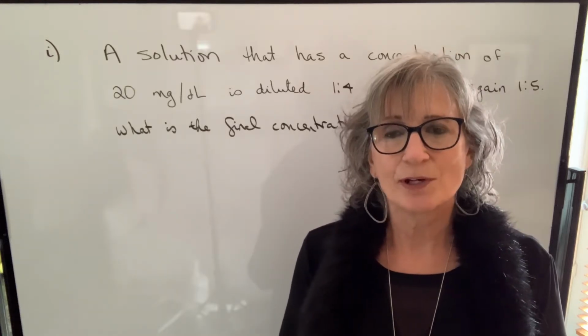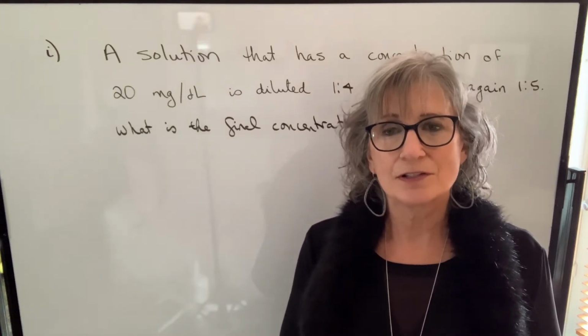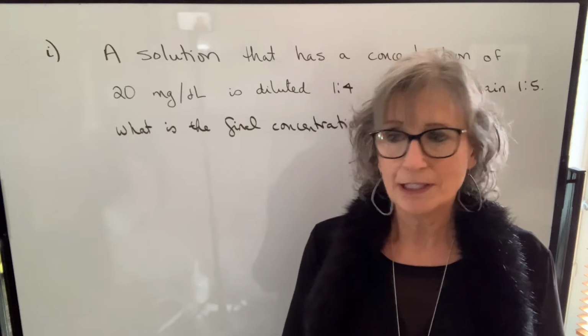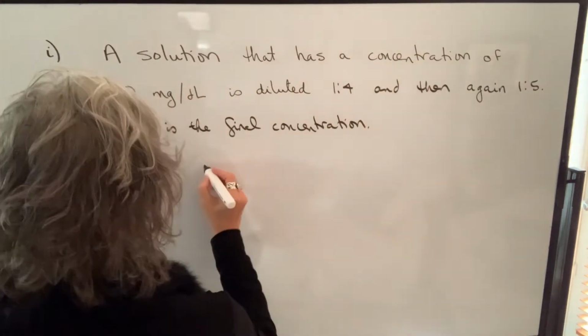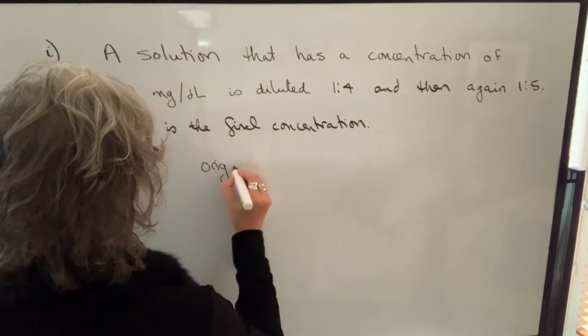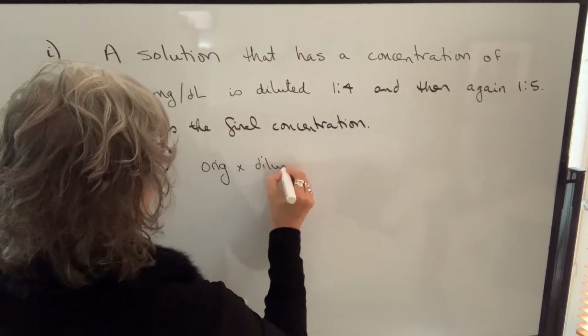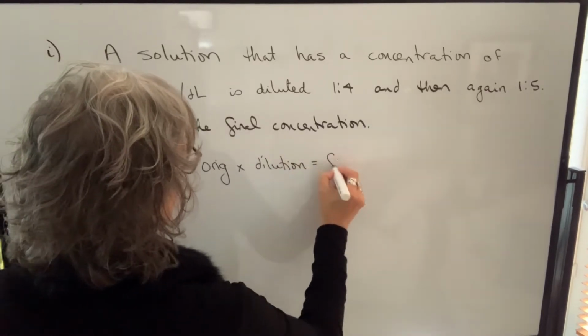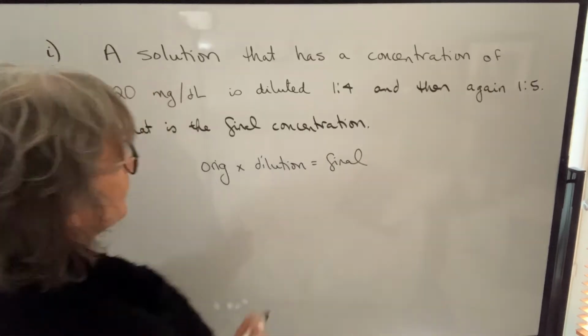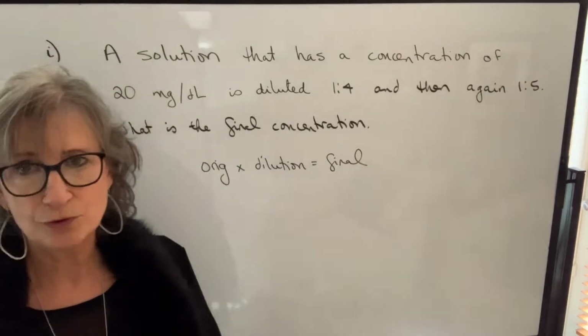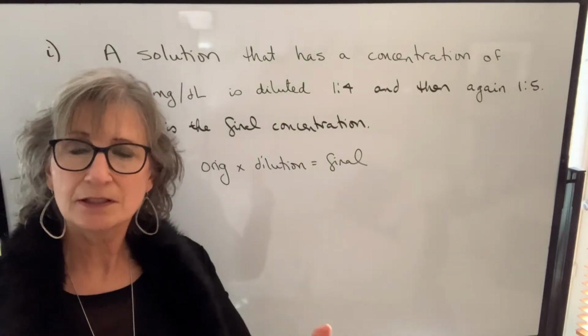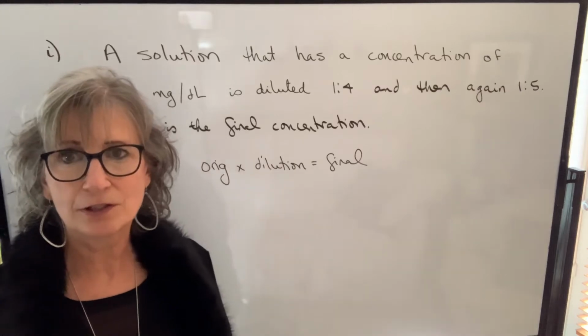In the previous video, I talked about how we can find the concentration of a diluted solution, and that formula was the original concentration times the dilution to get the final. So in this example, I'll go through 2 steps. I'll find the intermediate concentration, and then I'll find the final concentration.